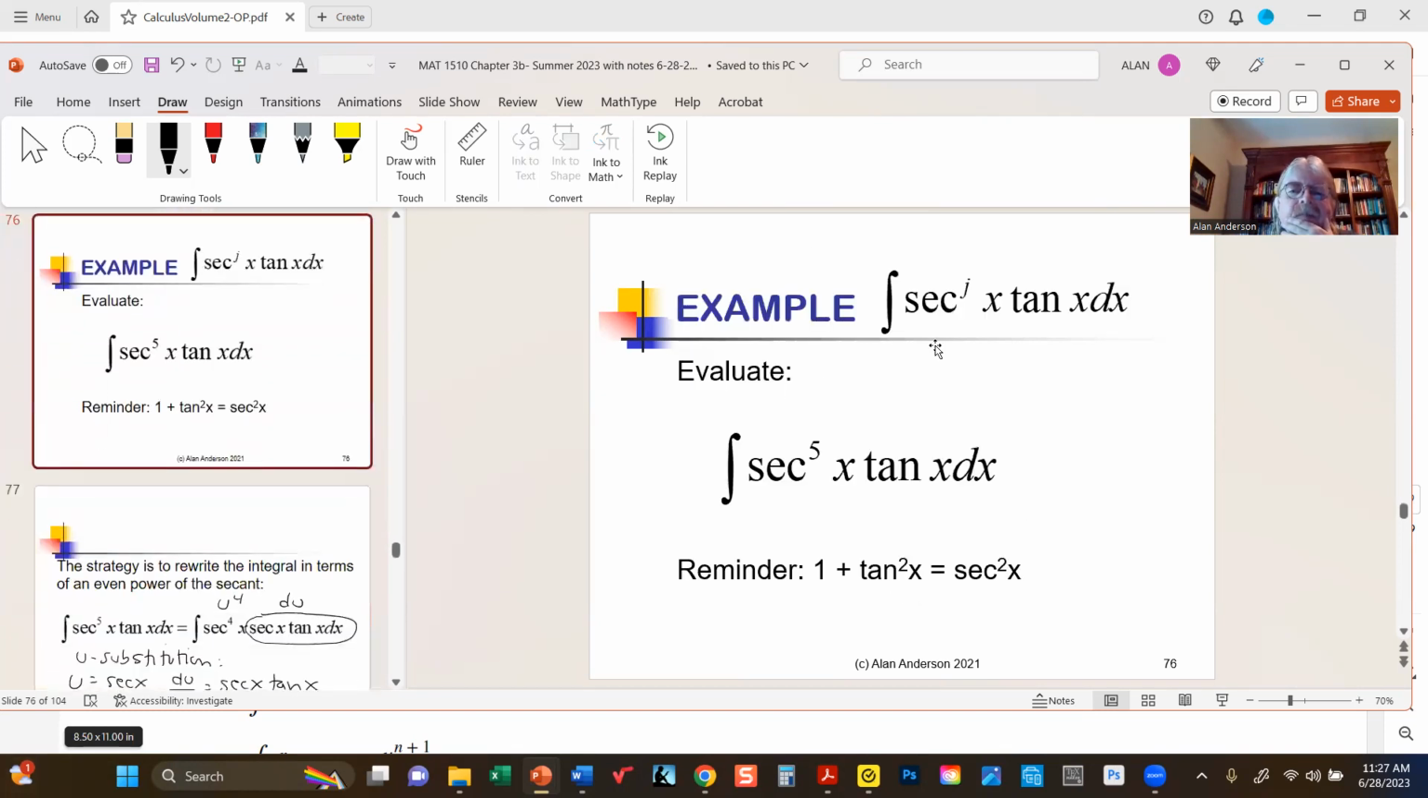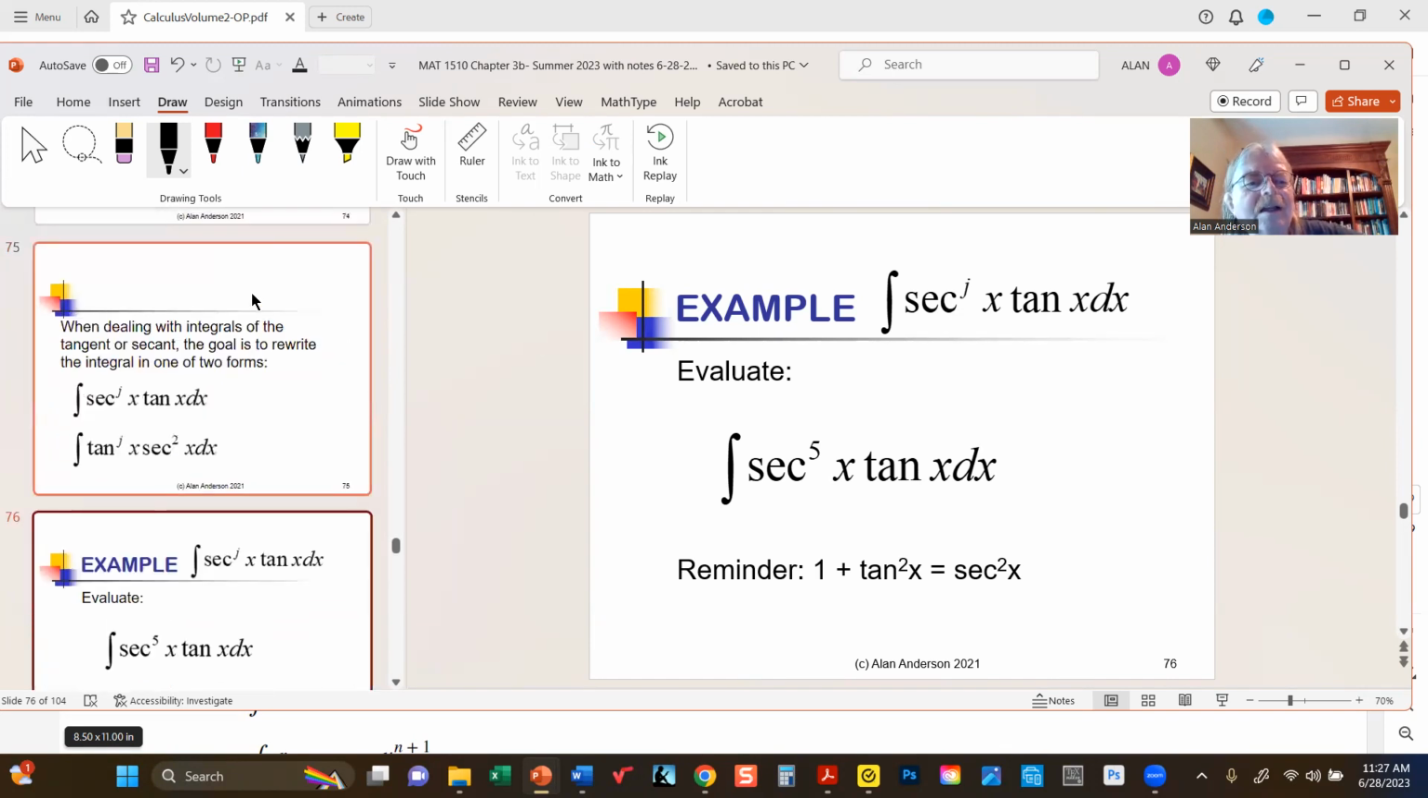So here, for example, if you notice, the exponent of tangent is 1. So if we just have a secant raised to any power we want, and the tangent just raised to the first power, the approach we just used will work just fine. It's just a question of rewriting it slightly so that we can take advantage of u substitution.